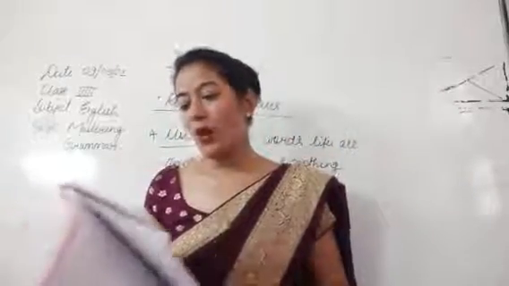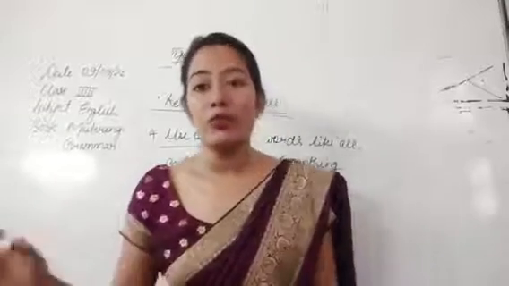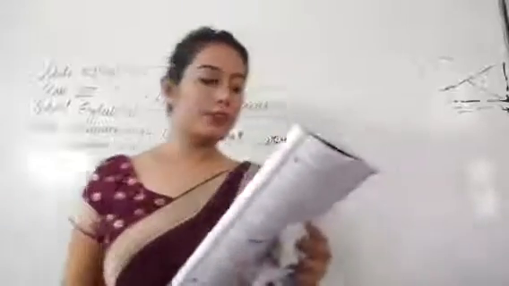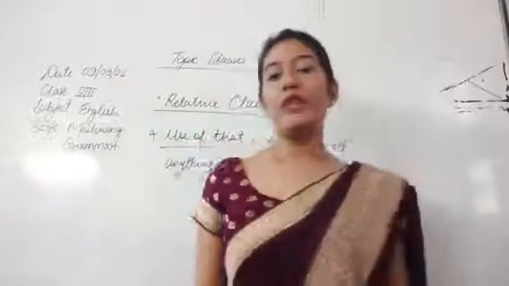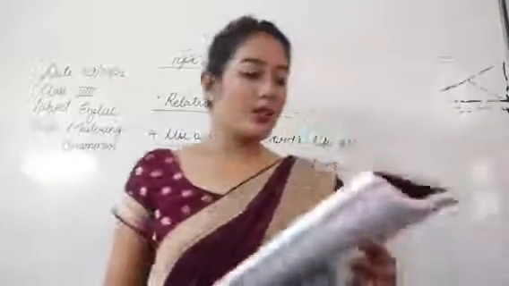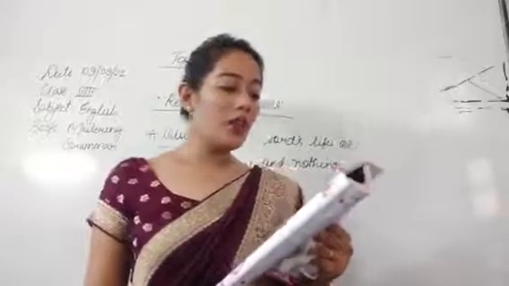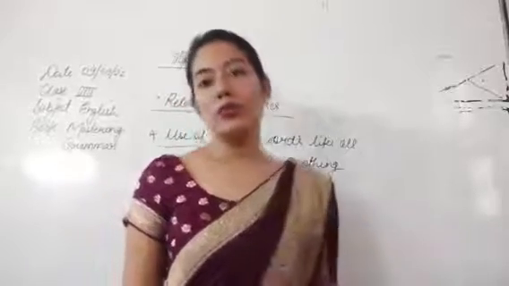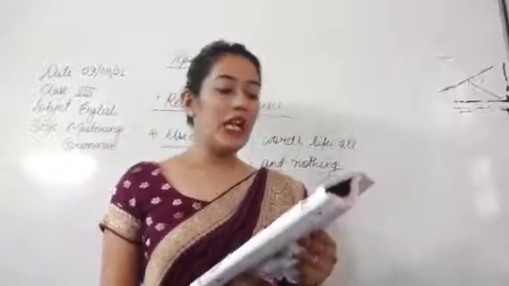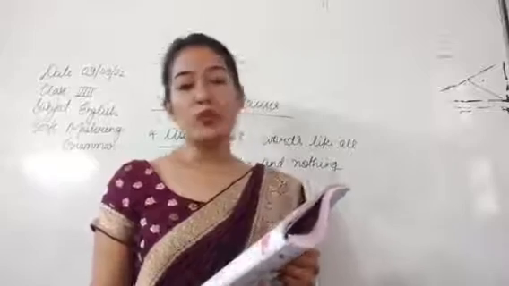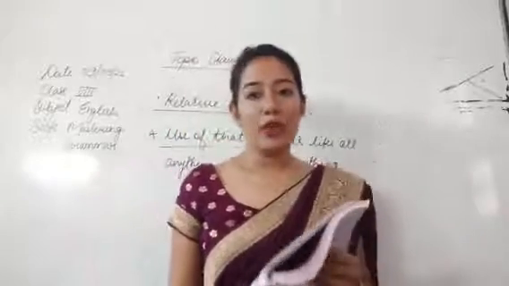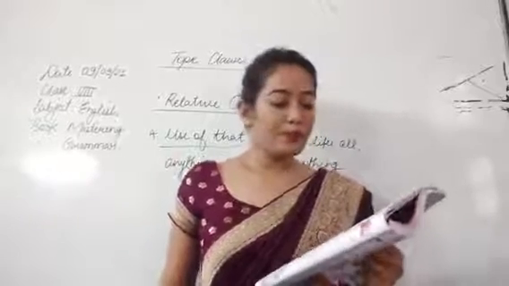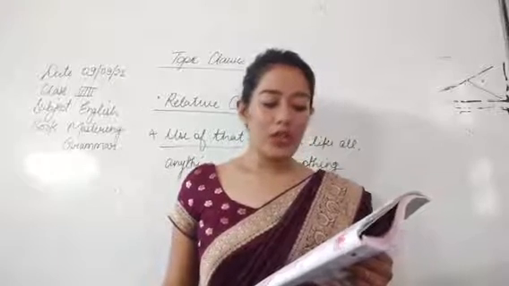So omission of who, that, which means removal. Sometimes we can omit who, that, or which from a relative clause. There are certain exceptions where we remove who, that, and which. So examples: the car I wanted to buy was too expensive. If we had to use that, the sentence would have been: the car that I wanted to buy was too expensive. But we have omitted that from here, so the sentence becomes: the car I wanted to buy was too expensive.